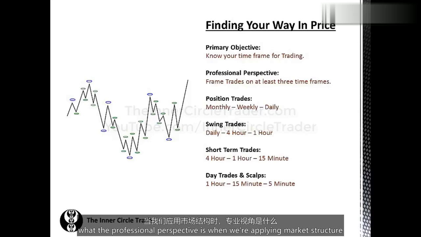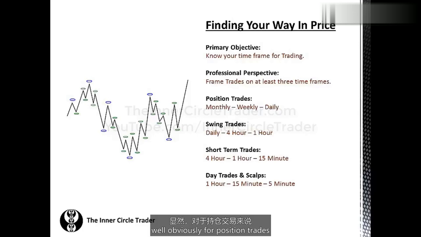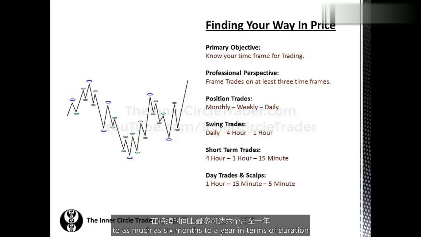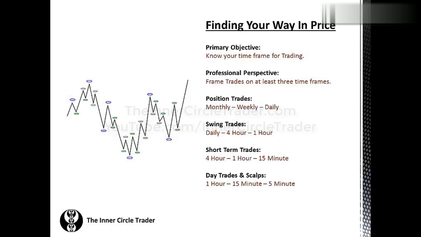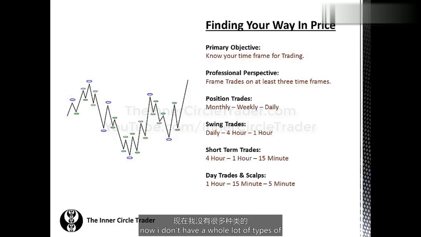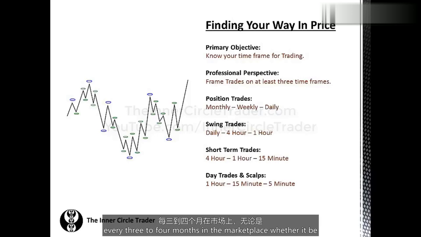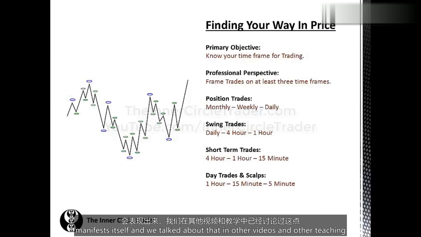So let's talk about what the professional perspective is when we're applying market structure. Well, obviously for position trades, this is going to be anywhere between 3 to as much as 6 months to a year in terms of duration. Now, I don't have a whole lot of trades like this, but every 3 to 4 months in the marketplace, whether it be in stocks or commodities or Forex, there is a specific swing that manifests itself, and we talked about that in other videos and other teaching.